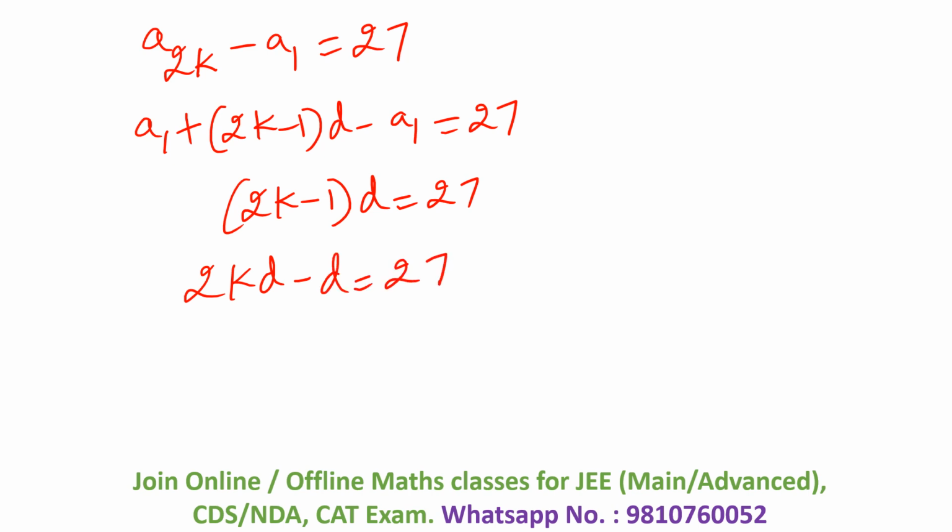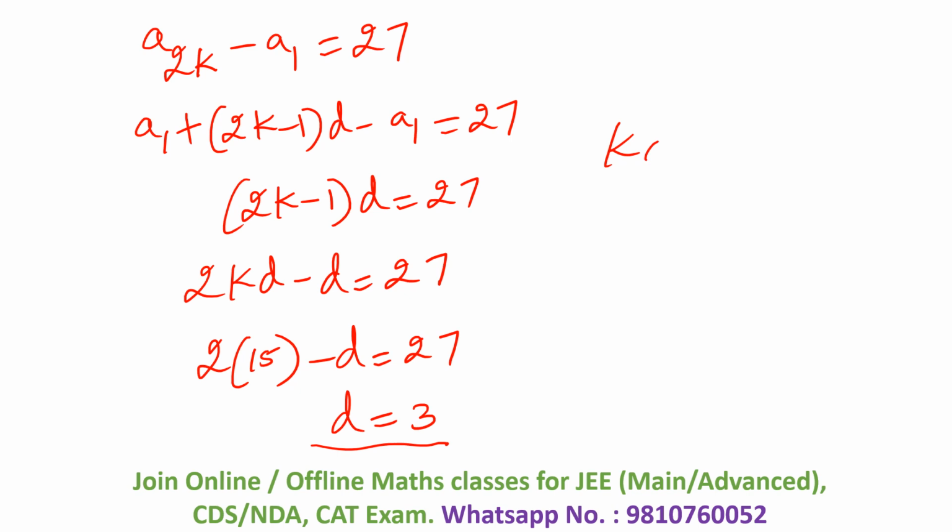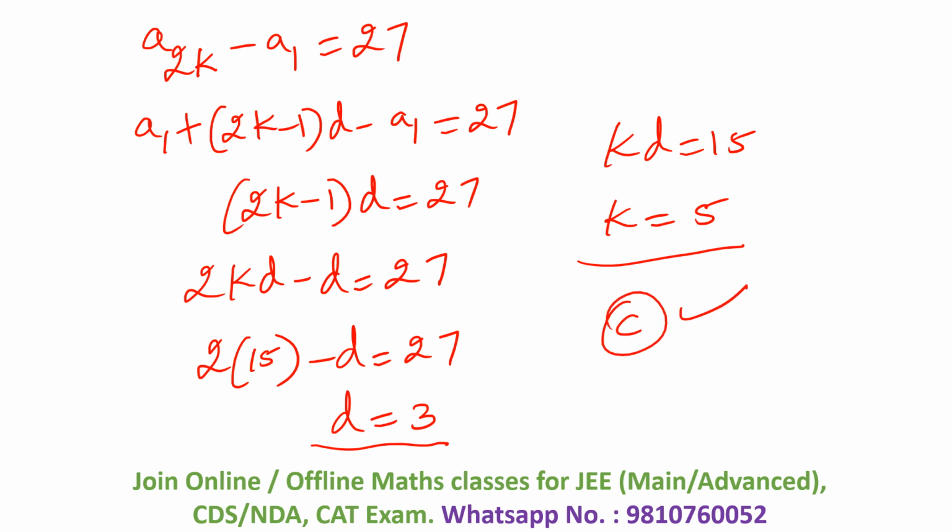Now if I use the equation number 3 and put the value of kd over here, I will be getting 2 times 15 minus d equal to 27, or d becomes equal to 30 minus 27, which is equal to 3. Now since kd is equal to 15, if I put the value of d over here, I will be getting the value of k as 5. So that means option C is the correct one. Now we move to the next question.